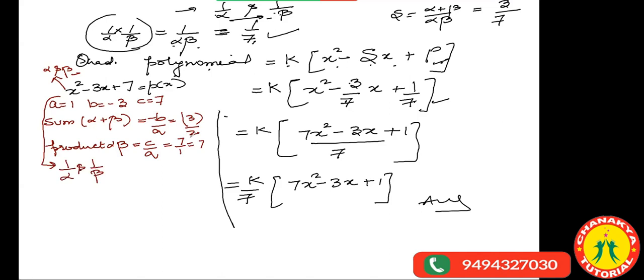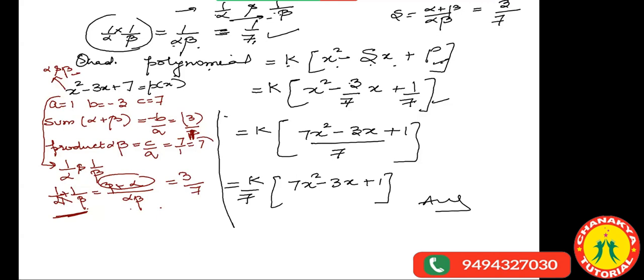Now children, we know that to form a quadratic polynomial, first of all we need the sum of the zeros and the product of the zeros, right? Because we have to put these values. So the sum of the zeros will be 1 upon alpha plus 1 upon beta. Now take LCM, alpha beta, because both denominators are different. Cross multiply, so beta plus alpha. The value of alpha plus beta is 3, and the value of alpha beta is 7. So 3 by 7 will be the sum of the zeros of the new quadratic polynomial.